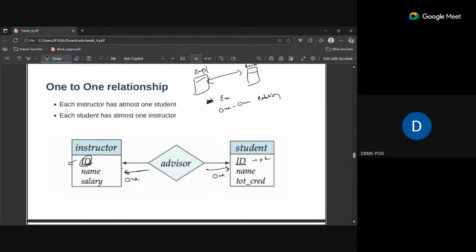So you can see the wordings here. Each instructor has at most one student, and each student has at most one instructor. Why are we saying at most one, not exactly equal to one? Because that again depends on the constraint, what you are going to have using foreign key. Because if foreign key is not null, that is exactly equal to 1. If foreign key can be null, it is at most 1, right?